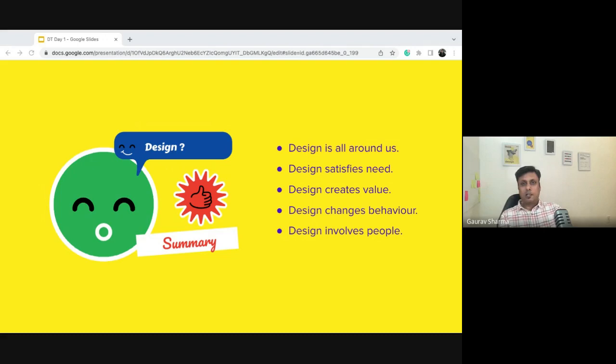So if you look up the word design in a dictionary, you will find that, like I said initially, it's a verb as well as a noun. As a verb, it means to plan, to draw, to create, or to intend to create. As a noun, it refers to a drawing, an object, a plan, and a scheme. So creation as well as the output is what is defined in the dictionary as design.